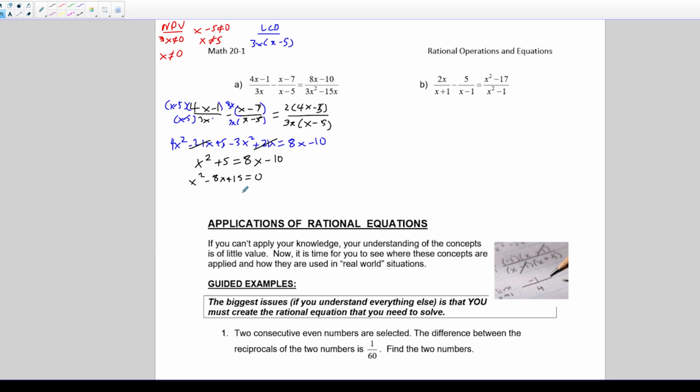So we end up having to factor this as x minus 3 times x minus 5, and that's equal to 0. Again, we could always use the quadratic formula as well. But from here, we get two answers. We get x is equal to 3 and x is equal to 5. So right away, we can see the value of our NPVs here. We already know that x cannot equal 5.